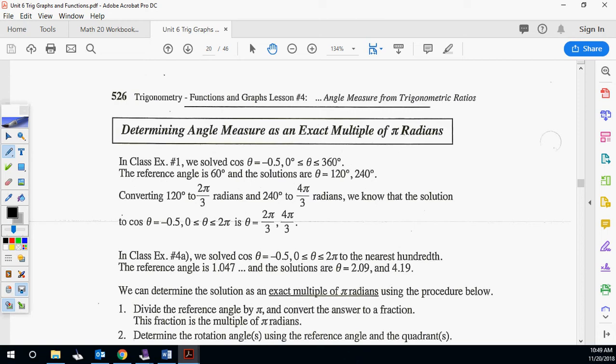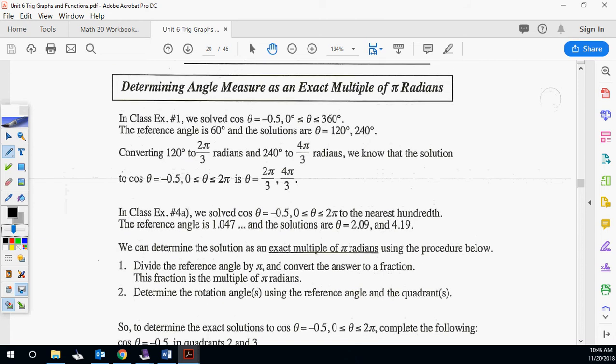I think that's probably the easiest thing. That's what they tell you to do: drop the negative, find the reference angle, just know where you're going with it. Okay, writing the angle measure as an exact multiple of pi radians. This time we're going to keep the pi involved.